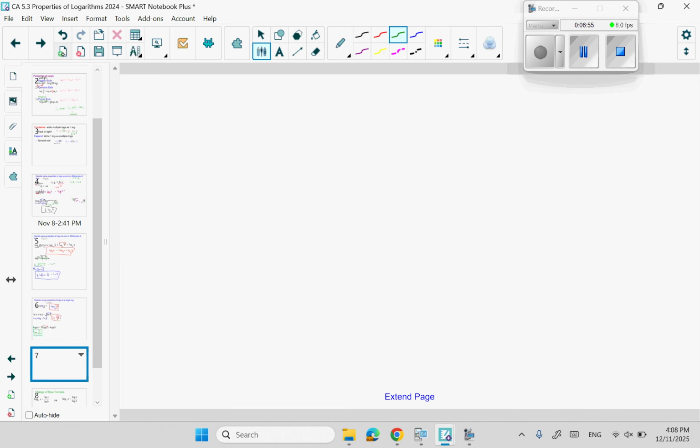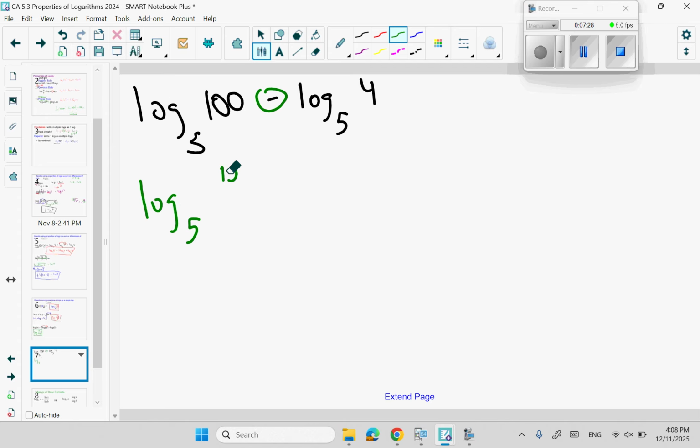Let's try a couple more. Why would we use this? Well, let's say I have something like log base 5 of 100 minus log base 5 of 4. If you didn't have a calculator, this would be really hard to compute. But using some tricks, I can see I'm subtracting both of those, so I can condense them into 100 over 4, which gives me log base 5 of 25.